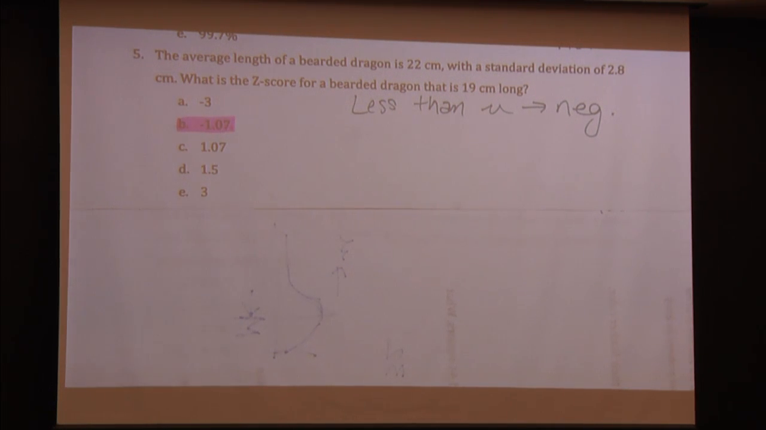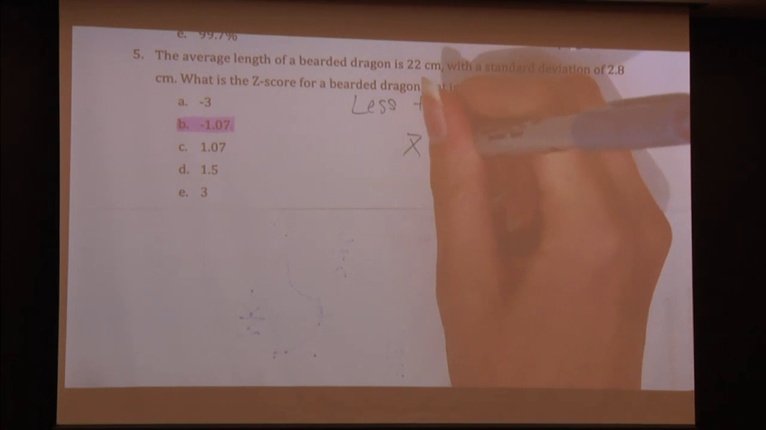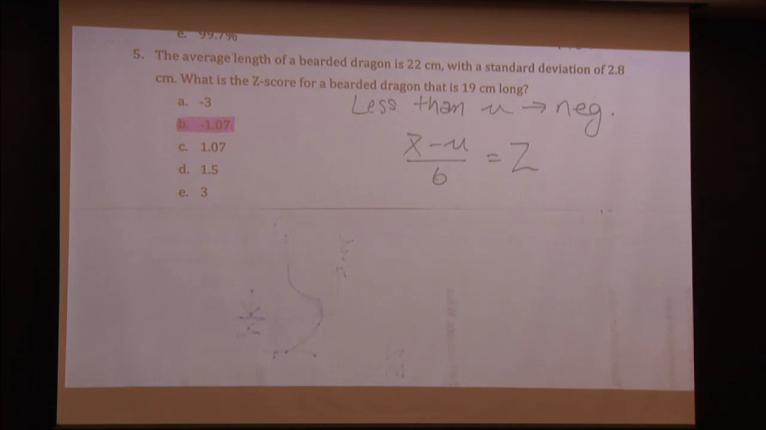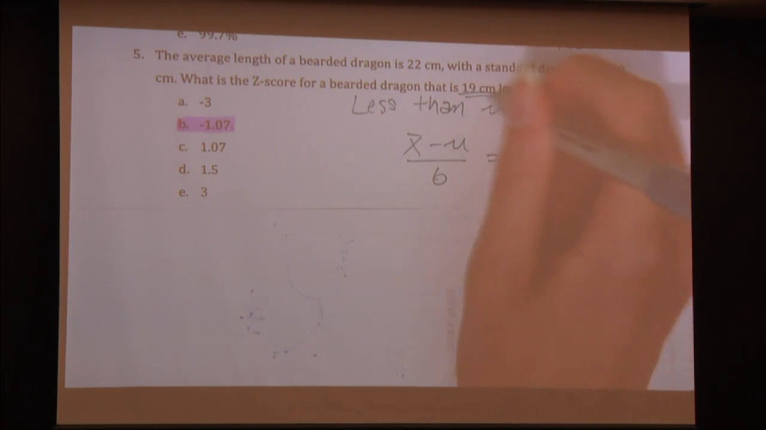So what was the formula to find a z-score for this? What formula did you guys use? So I heard x bar minus mu over sigma, and someone said that that equals a z that we're finding. So what's our x bar in this case? So that's 19.